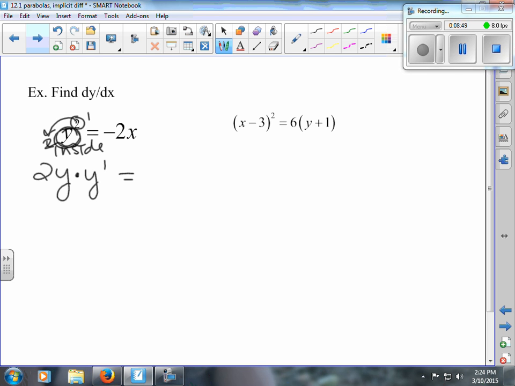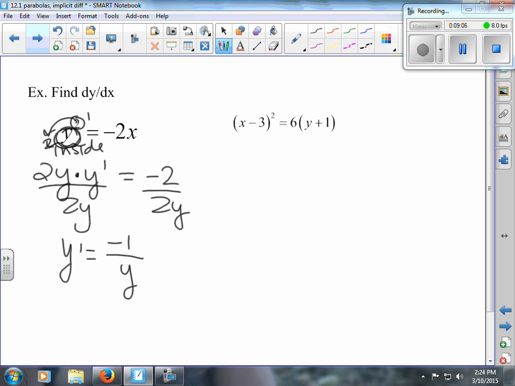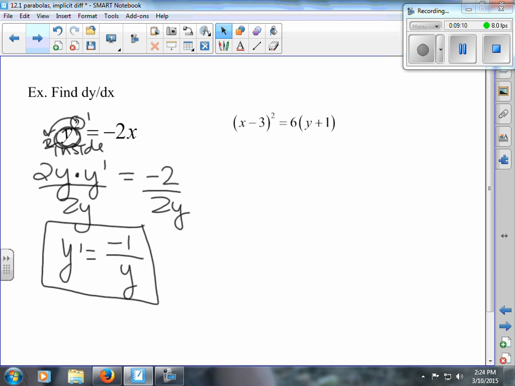The equals just comes down, and the derivative of negative 2x is negative 2, just like normal, because those are the x's. And now to solve for y prime, I just need to divide both sides by 2y. And so I get that y prime equals, looks like I get a negative 1 over y. Done.